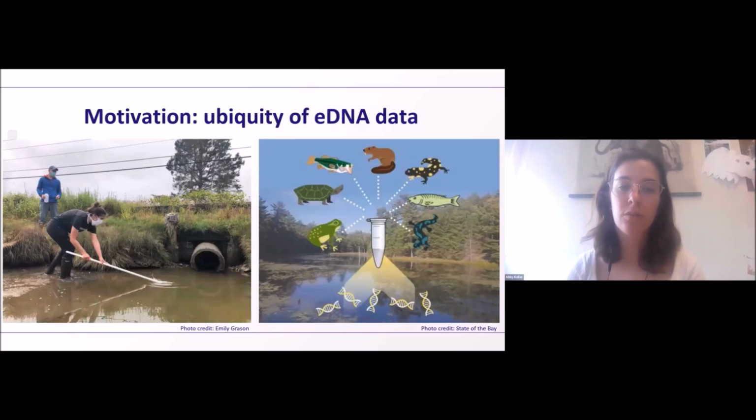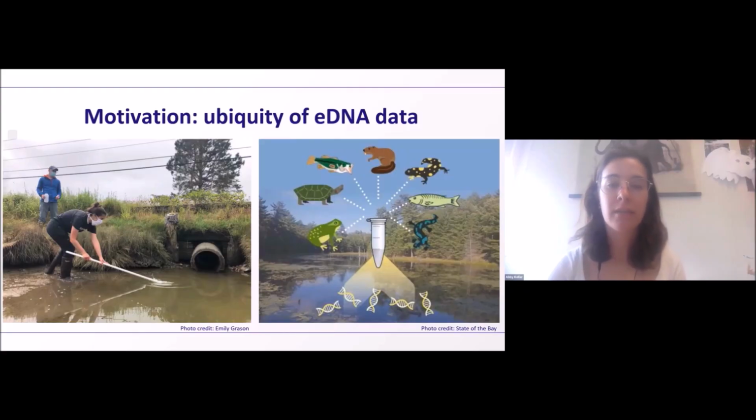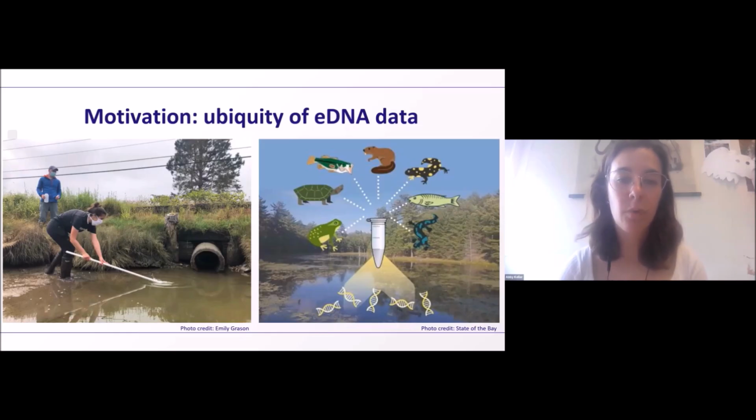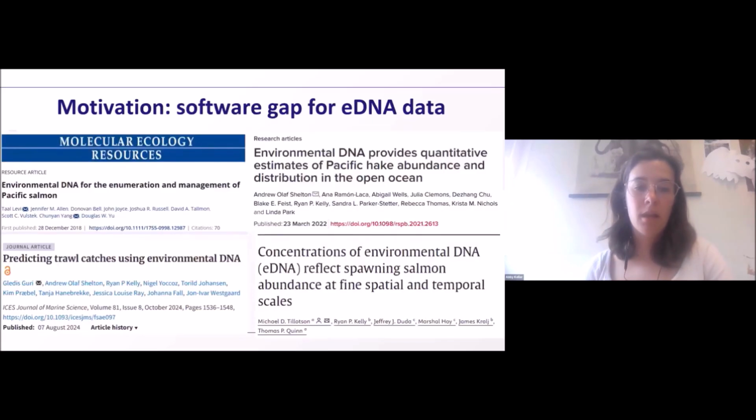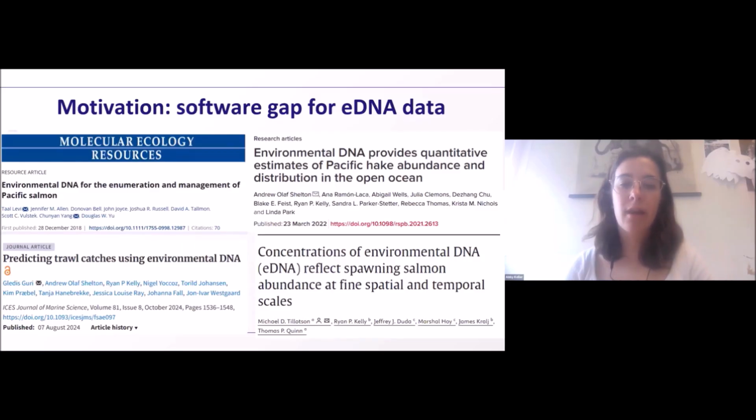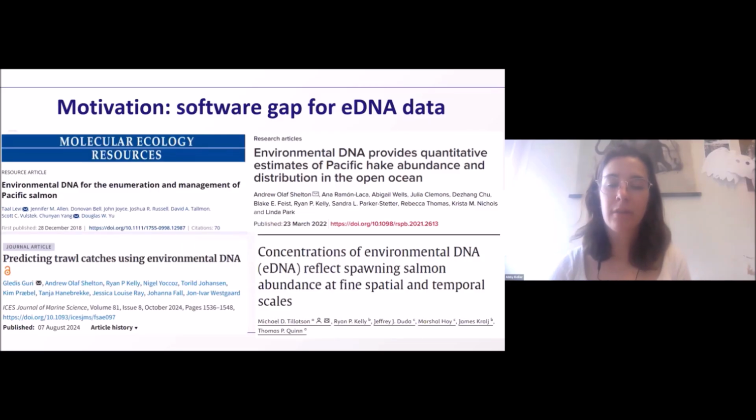eDNA data has really exploded as a new source of information over the last decade. It's attractive as a potentially sensitive and efficient monitoring method. We've also seen this huge growth in private industry with dedicated eDNA services that have made kind of sampling gear and laboratory expertise much more accessible. But unfortunately, software tools designed specifically for interpreting eDNA data really have not kept pace with the broad availability of this new data source. So you've seen this huge growth in peer review literature of approaches that link eDNA data to quantitative estimates of species abundance and distribution.